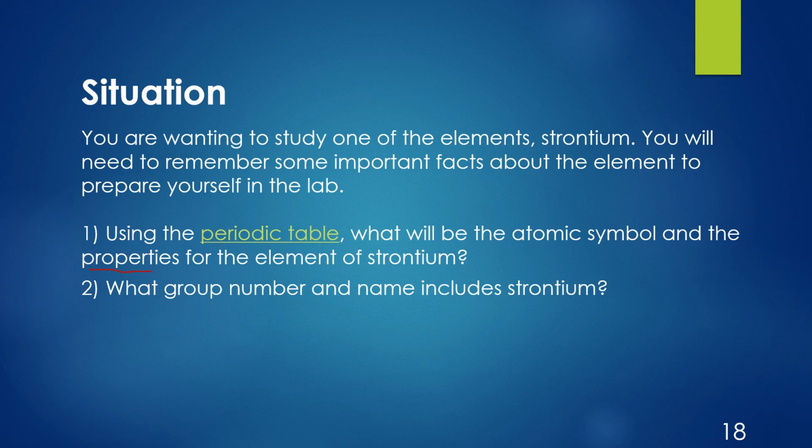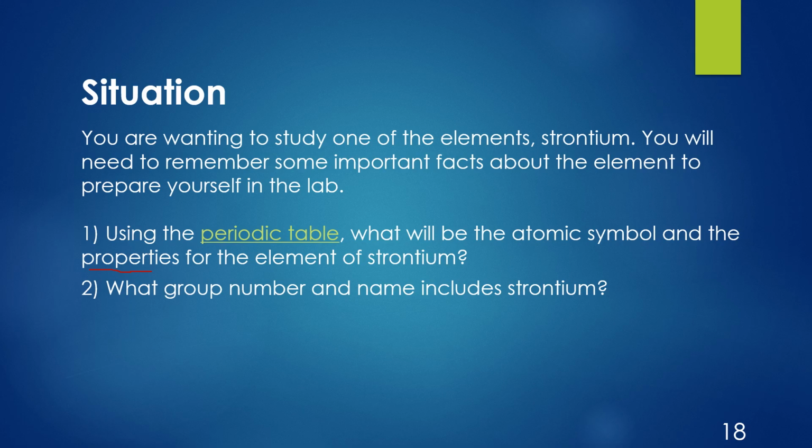And the last question asks what group number? Remember, group numbers are those vertical groups, right? 1A, 2A, 3A, etc. We can also give the common name if it's in one of the common groups, like the alkali metals, alkaline earth, halogens, noble gases, etc. All right, so looking at strontium, when I click the next slide, it's going to give the answer. When you find strontium on the periodic table, if you can't find it, it's number 38, meaning it has 38 protons.